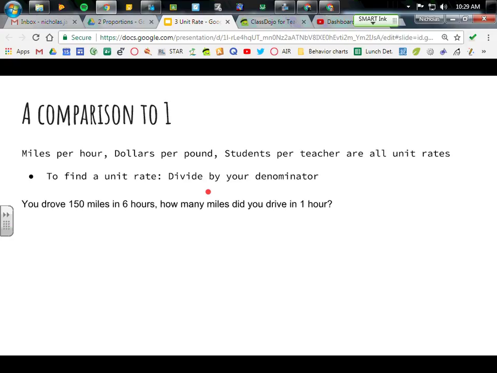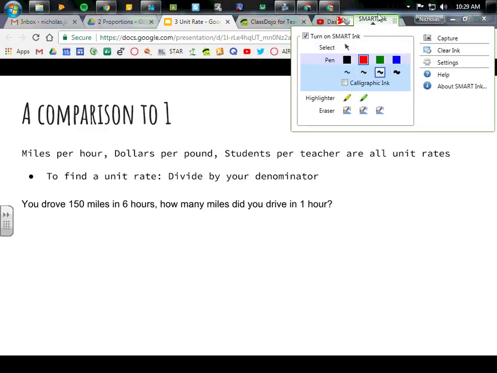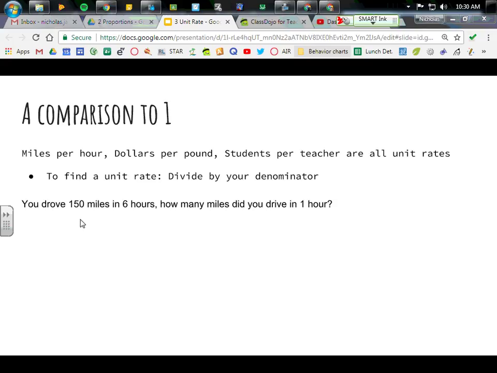So here we have this example. You drive 150 miles in 6 hours. How many miles did you drive in 1 hour? So we want to convert this ratio to a unit rate. So we would first set it up like this: 150 miles in 6 hours. We're going to divide by 6. We're going to divide by our denominator. All right. Dividing 6 by 6 will give us 1. That's the whole reason. That's why we do it.